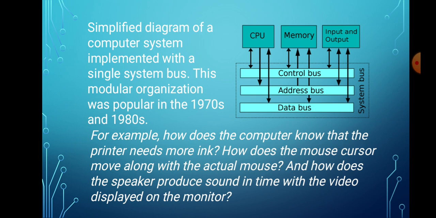Here is a simplified diagram of a computer system implemented with a single system bus. This modular organization was popular in the 1970s and 1980s. For example, how does the computer know that the printer needs more ink? How does the mouse cursor move along with the actual mouse, and how does the speaker produce sound in time with the video displayed on the monitor?